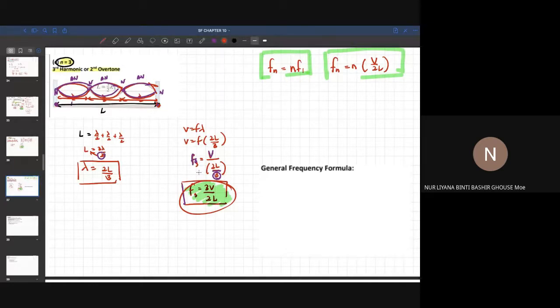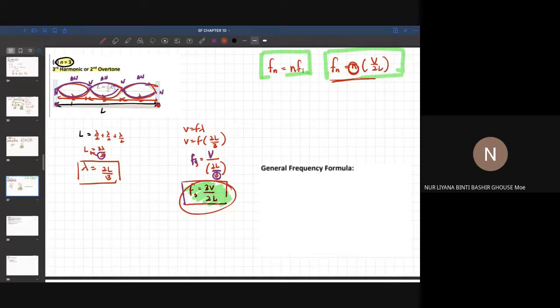Sebab yang sekarang kita derive sampai F3 sahaja. Kita tak nak derive banyak-banyak. So kalau sampai F3 pun kita dapat 3V over 2L. So kalau N ini Miss gantikan dengan 3, Miss akan terus dapat balik 3V over 2L. So this one kita panggil dia sebagai general formula kita. Okay, dan yang N ini pun sama.